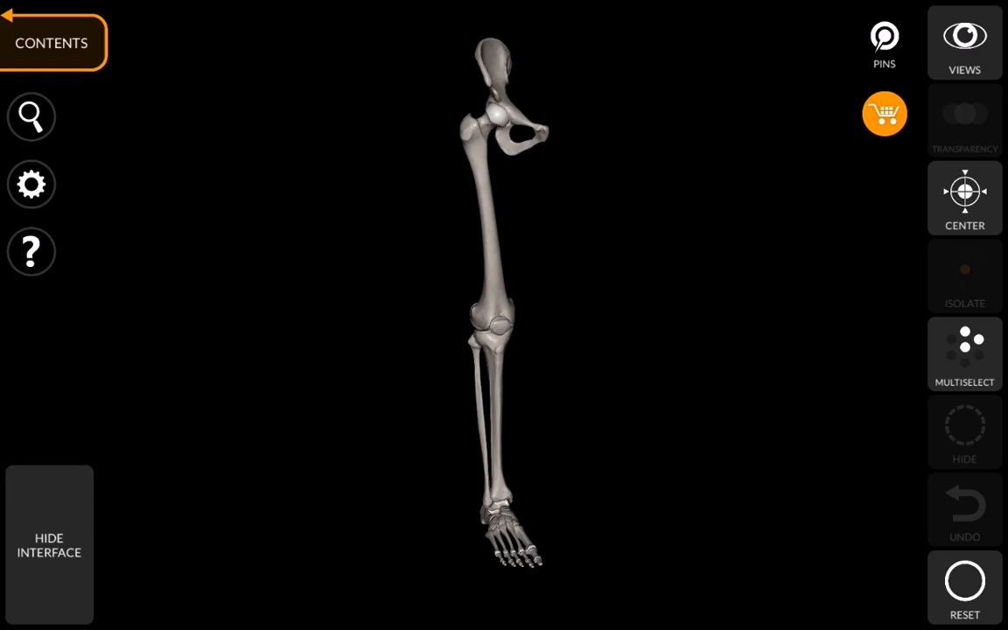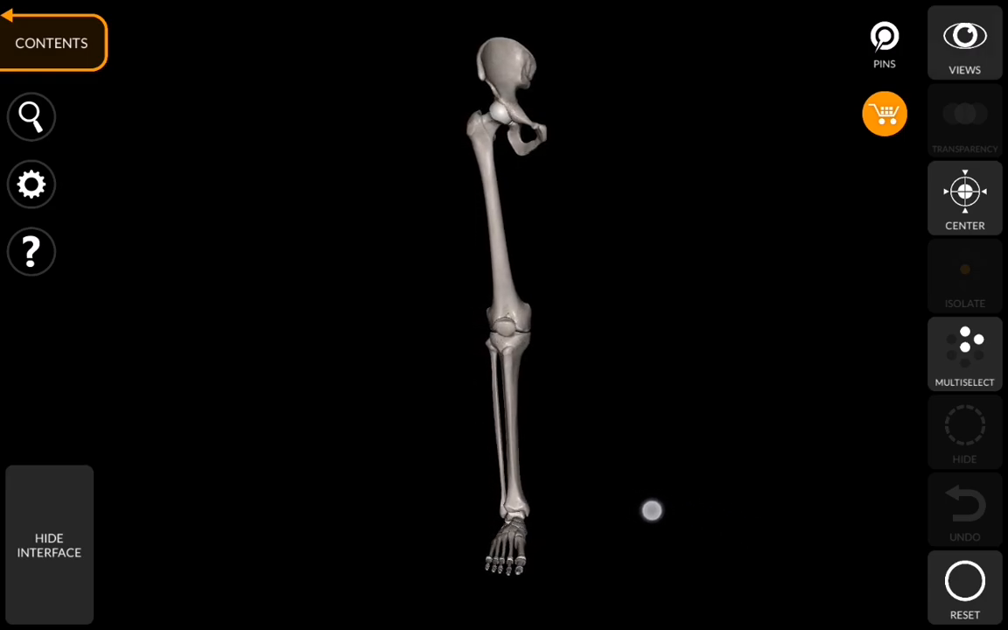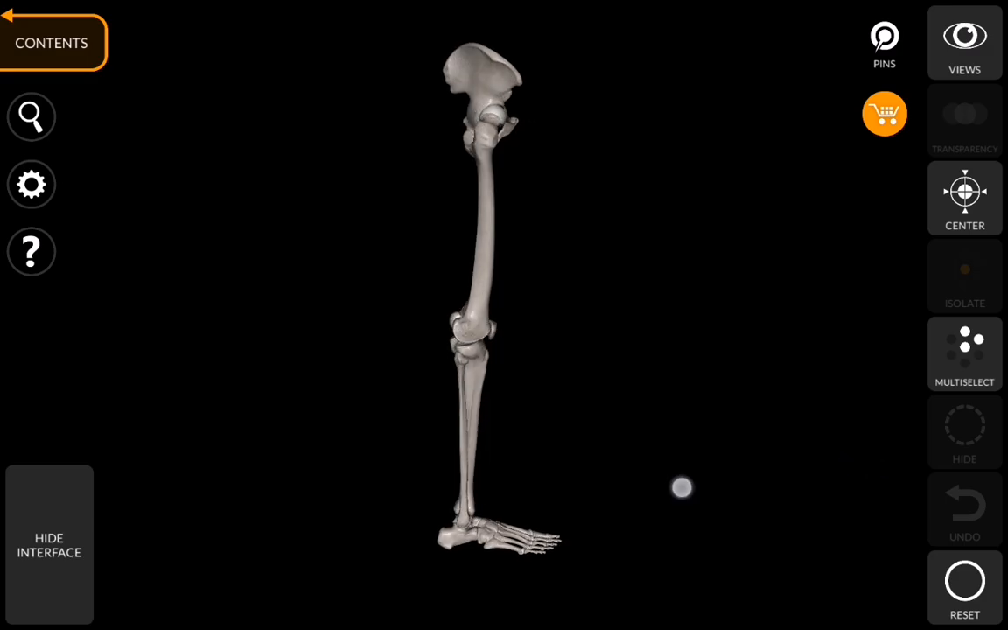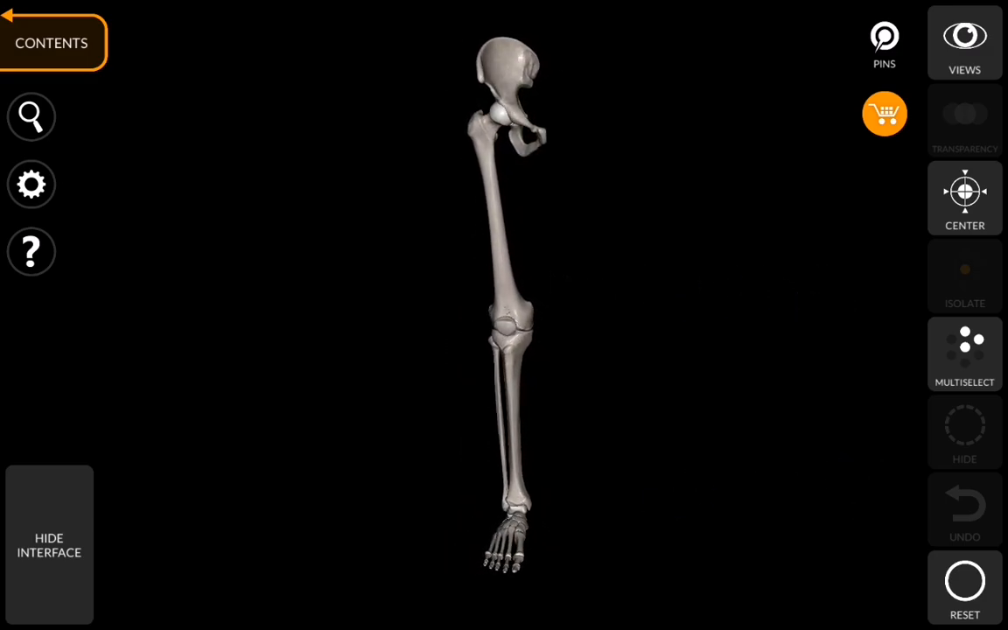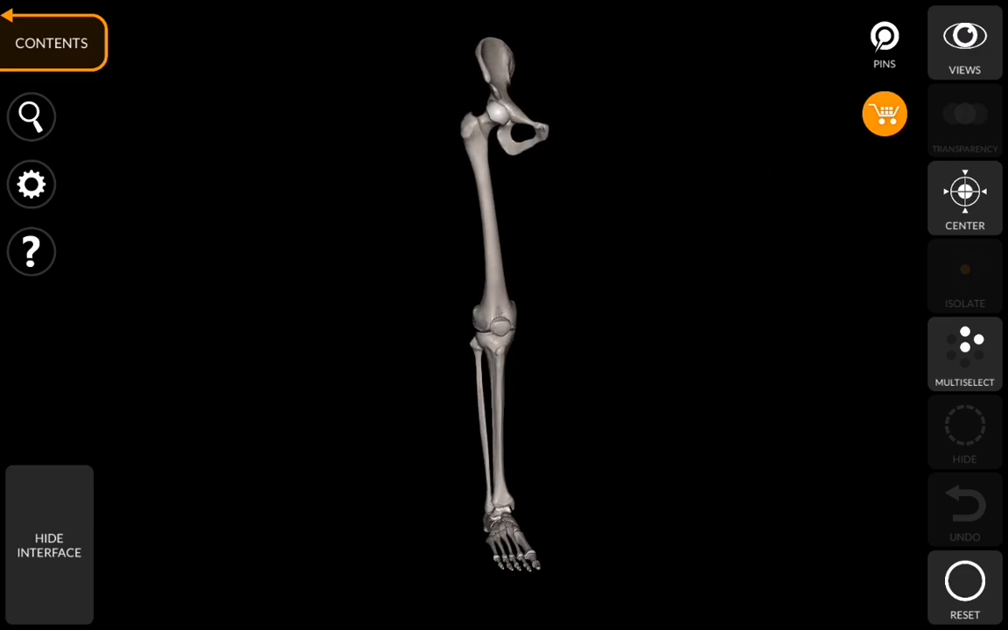Hi guys, today is a good day because I'm gonna show you a 3D diagram of your bones. Today we're gonna look at the femur. Fun fact, the femur is one of the longest bones in the body, and it's also one of the strongest. Let's take a look at the femur.